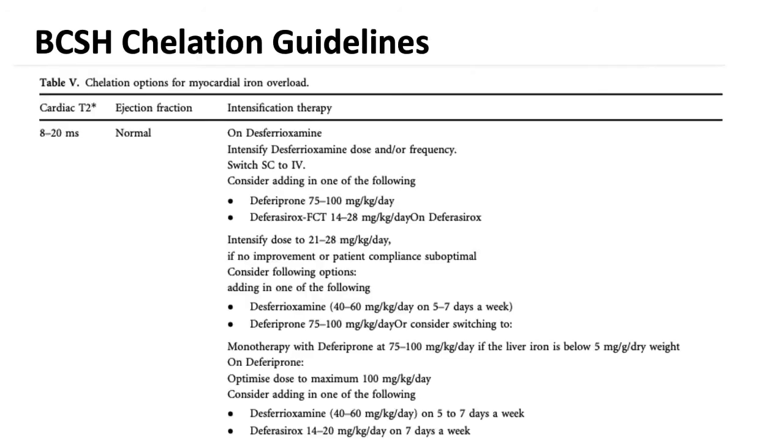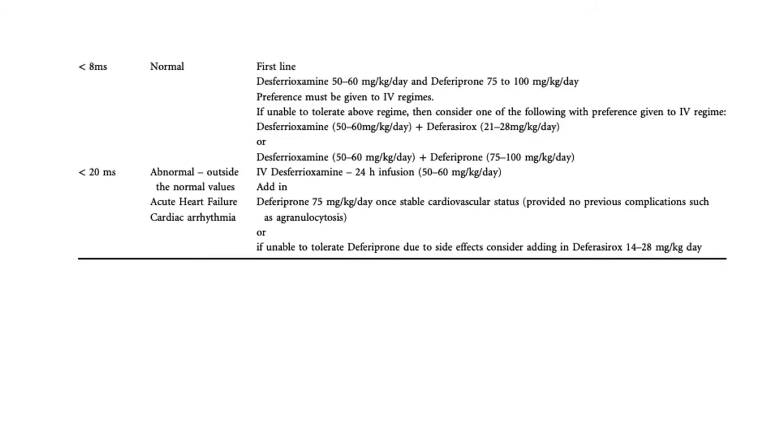There are recent BCSH guidelines, which Maciek may have also alluded to, that break down the management of myocardial iron overload in patients with thalassemia and rare inherited anemias. The tables in this guideline are quite helpful in that they split the management strategies between whether you've got normal ejection fraction, so normal cardiac function or not, and what your cardiac T2 star is. So in this case, obviously the first line would be high dose desferrioxamine as a 24-hour infusion, and adding deferiprone in.